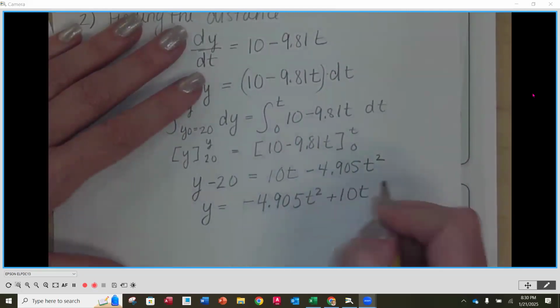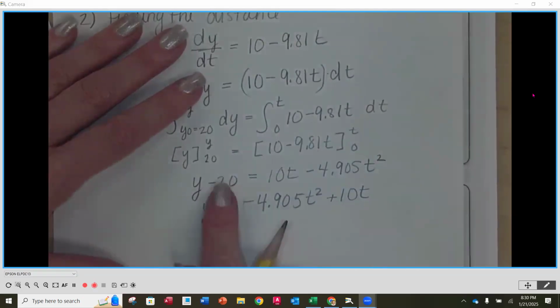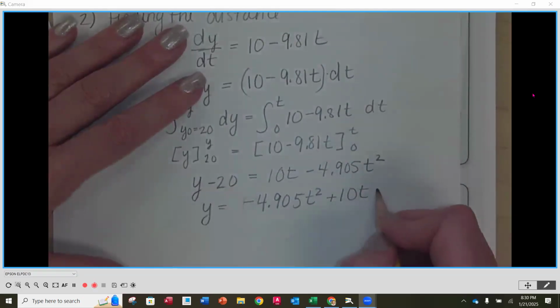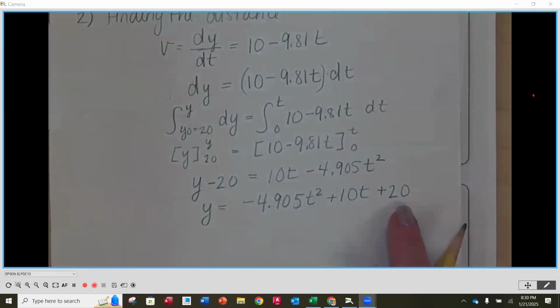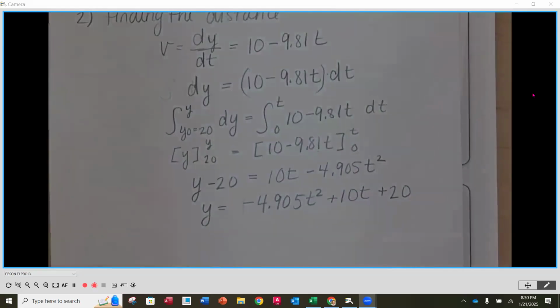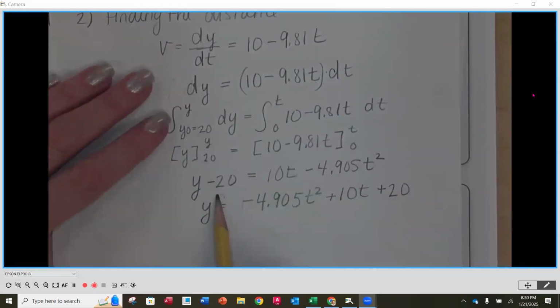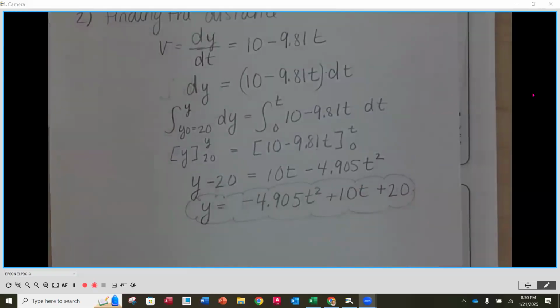Plus 10t will be equal to my b. And then when I move my 20 to the other side, it becomes a positive. So that'll be my c. I'm just thinking ahead because I know where I'm going with this. Okay. So this then is my equation for my distance.